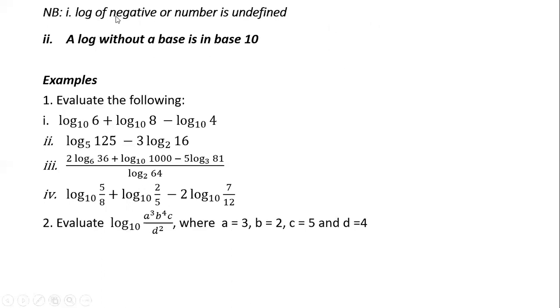Then also, we don't have the log of a negative number or a negative base. So the log of a negative number or a negative base is undefined. So we can't take the log of a negative number, and the base must always be positive. So let's look at these examples.